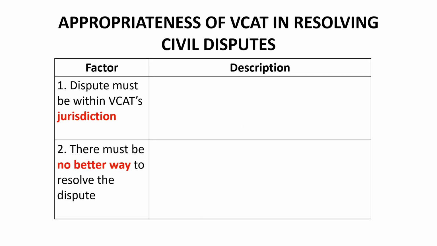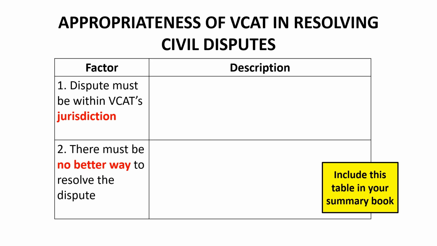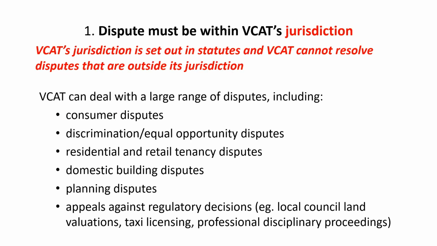On this slide, I've set out a table that you need to include in your summary books. This table sets out each of the factors I've just outlined in the left-hand column. You will then need to describe the relevance of each of these factors in more detail in the right-hand column. Please make sure that you fill out this table as we work our way through these slides.